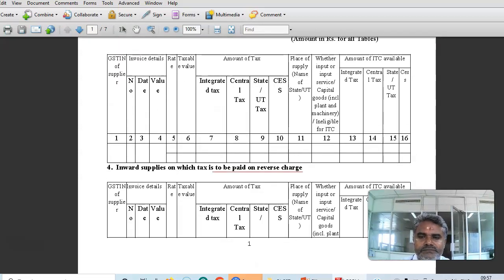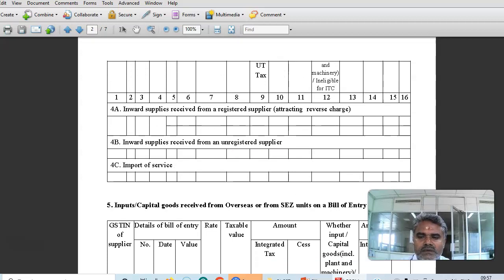Then 4A, inward supplies received from a registered supplier attracting reverse charge. Then inward supply received from an unregistered supplier. Then import of services. Now all the informations you have to give.